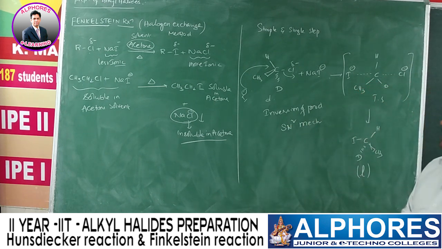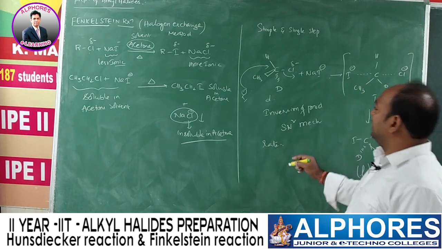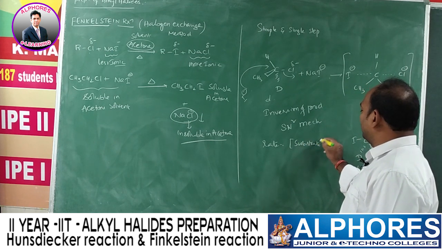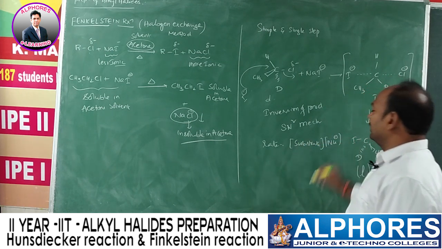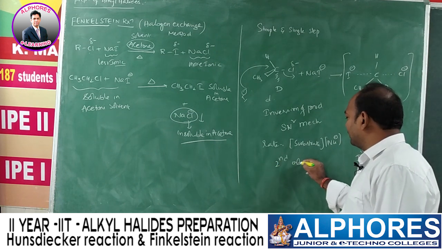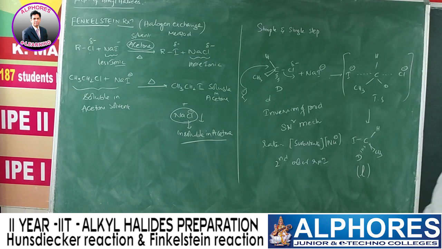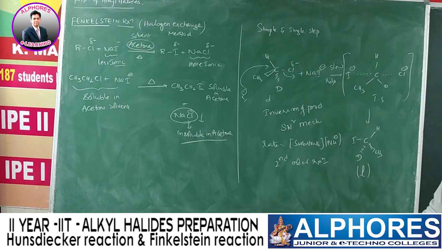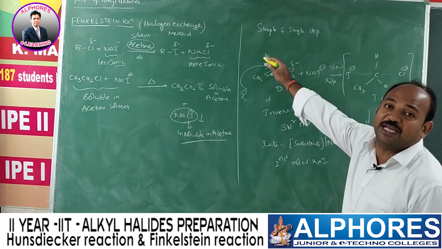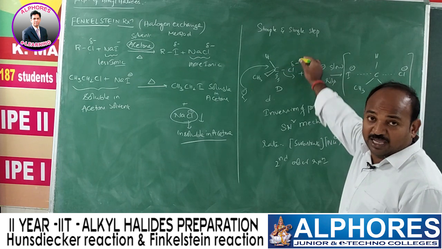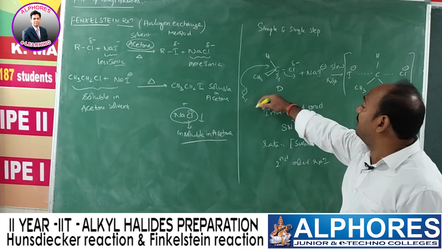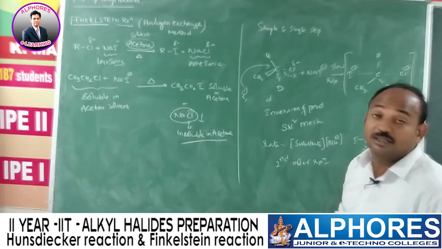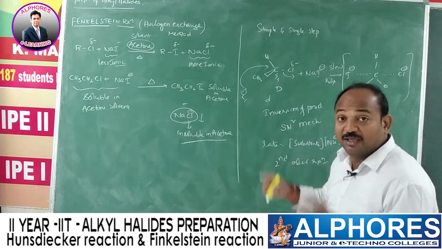This mechanism is generally what we call the SN2 mechanism. Here the rate of reaction depends upon both substrate and nucleophile, so it is a second order reaction. Once again, the attack of the nucleophile is the only slow step, or rate determining step; only one step is involved. The nucleophile approaches from the rear side with respect to the leaving group. Here the leaving group is Cl minus and the attacking group is I minus. This I minus approaches exactly opposite to Cl minus. Why is it maintaining like that? In order to minimize the repulsion, they maintain maximum distance.